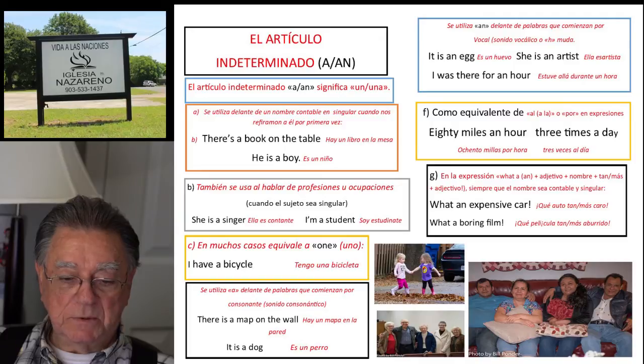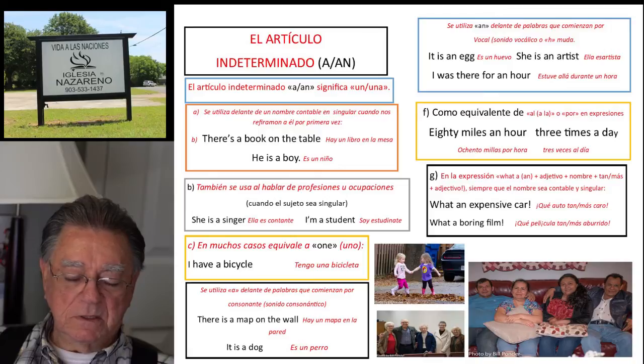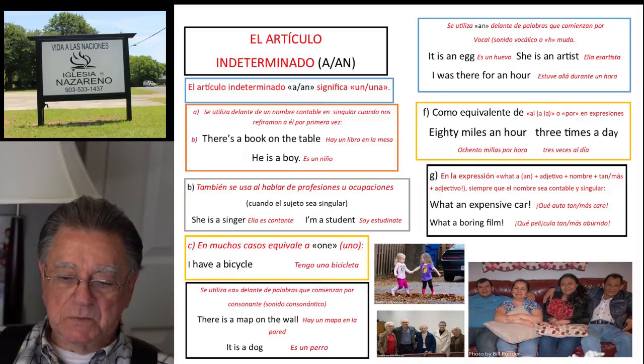Okay, another example. It is a dog. It is a dog. Es un perro. We don't know the dog's name or whoever it is, it's just in general. It is a dog. And two pictures there.